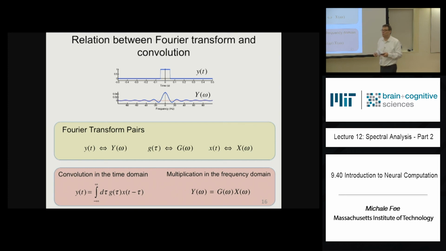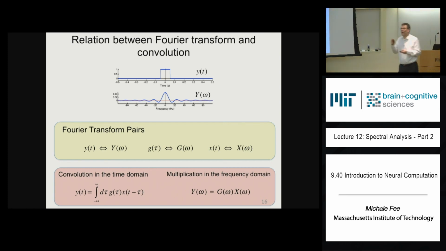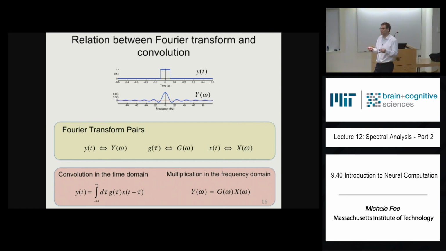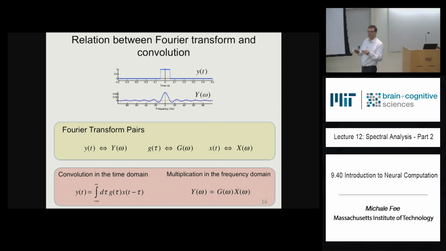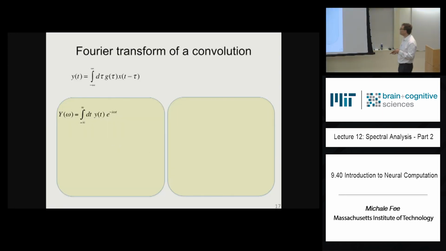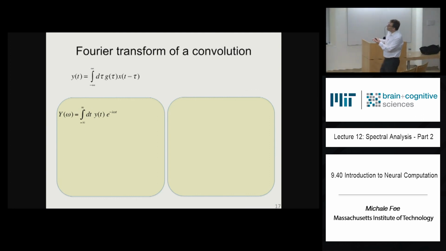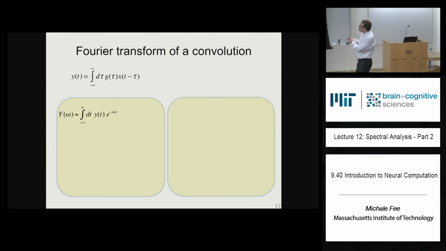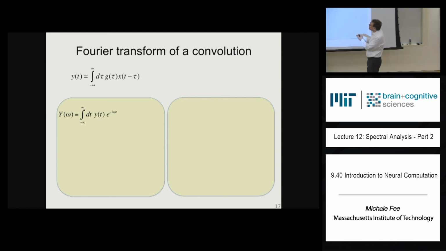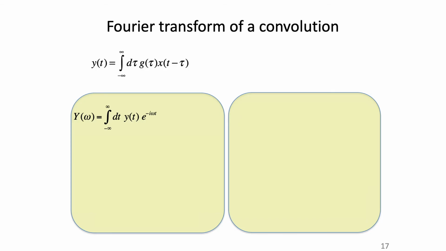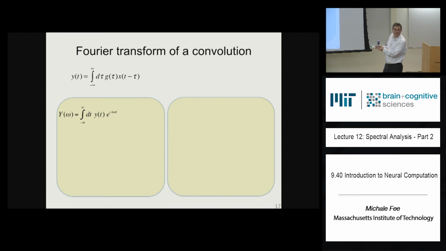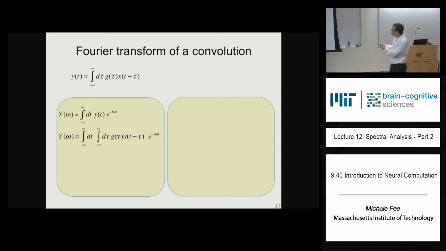All right? I'm going to walk you through how you derive that. I don't expect you to be able to derive it, but the derivation is kind of cute, and I enjoyed it, so I thought I'd show you how it goes. So here's the definition of the convolution. What we're going to do is just take the Fourier transform of y. Okay, so here's how you calculate the Fourier transform of something. Capital Y of omega is just the integral over all time dt, y of t e to the minus i omega t. Okay, so we're going to substitute this into here.